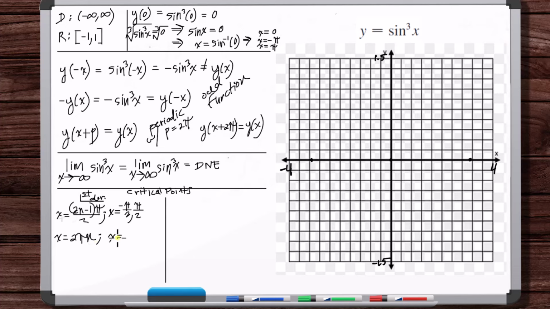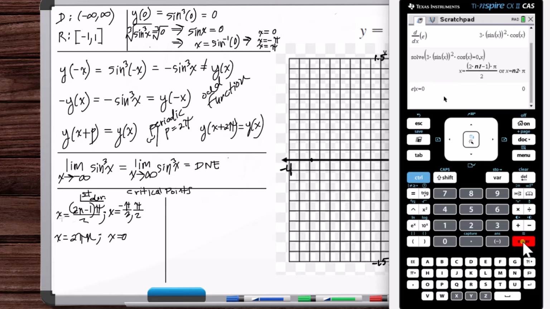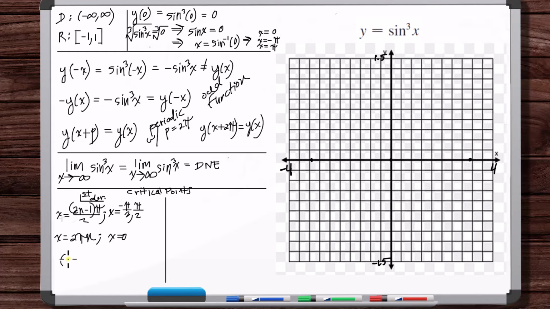So here, when n is equal to 0, you have x is equal to 0. When n is equal to 1, you've got x is equal to 2 pi. When n is equal to minus 1, you have x equal to minus 2 pi. So this is it. Now let's get these points. The original equation with x equal to 0 is 0. So 0, comma 0.